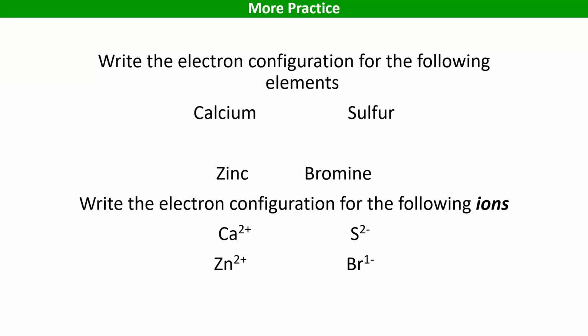Basically, is it left of that stair step line? Remember that blue stair step line is how we divide metals from non-metals. Anything left of that line is a metal, and it's going to try to give away electrons. Anything to the right of that is a non-metal. It's going to try to attract electrons.